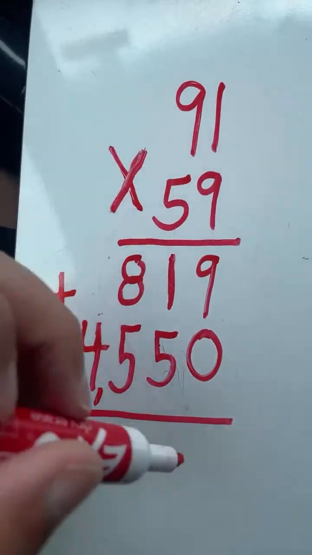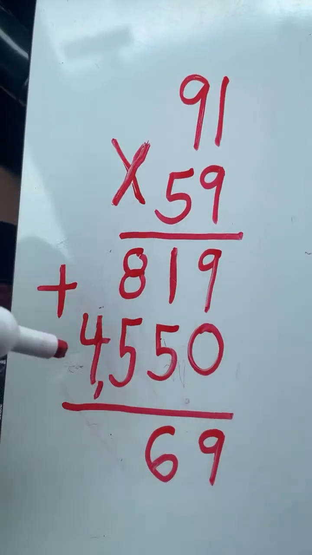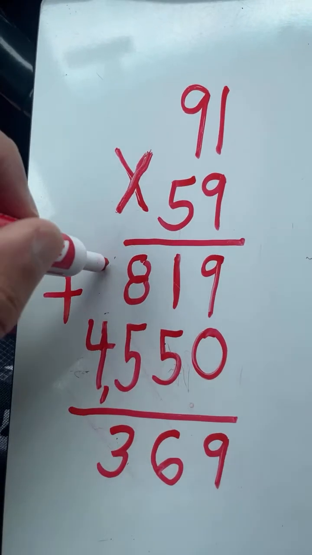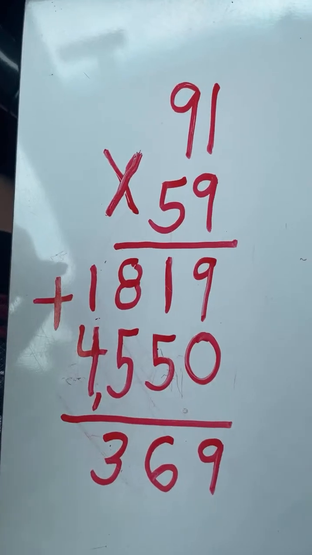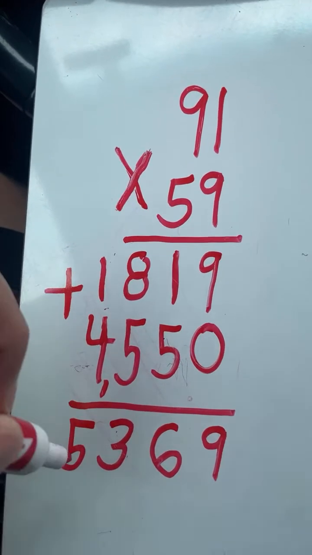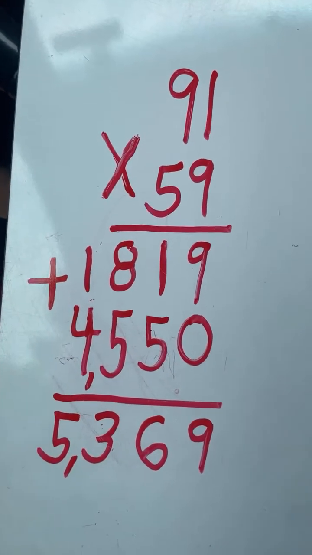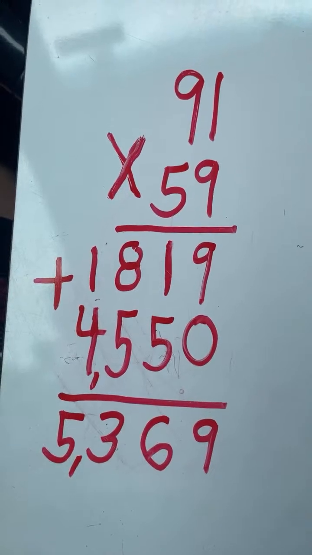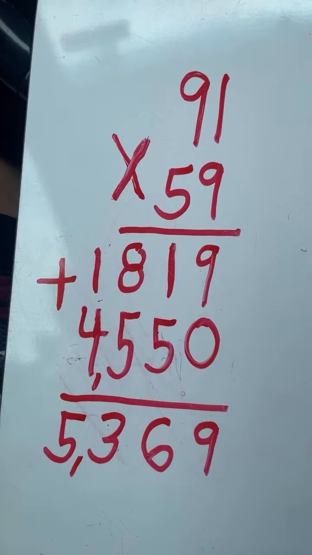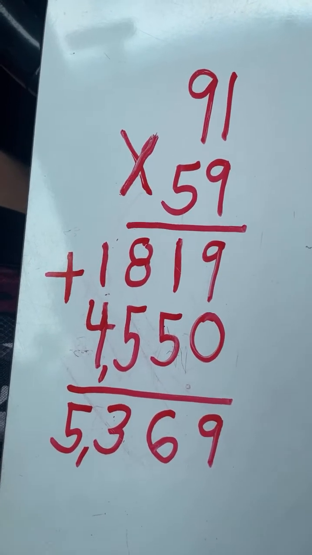9 plus 0 equals 9. 1 plus 5 equals 6. 8 plus 5 equals 13. 3, carry the 1. 1 plus 4 equals 5. And we have our final answer. 91 times 59 equals 5,369.